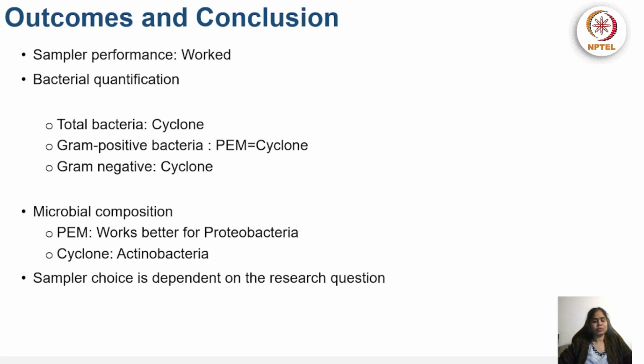Similarly, if I want to focus only on staphylococci, the cyclone sampler might be a good option. Or if I want to look at pseudomonas, if my research objective is to look into different species of pseudomonas, then the PEM sampler might be a good option. So choosing the sampler highly depends on the research question we have.